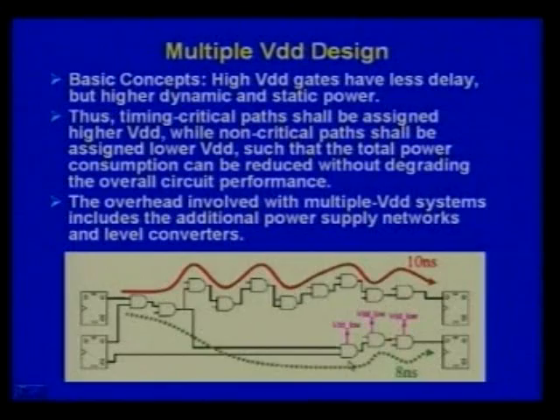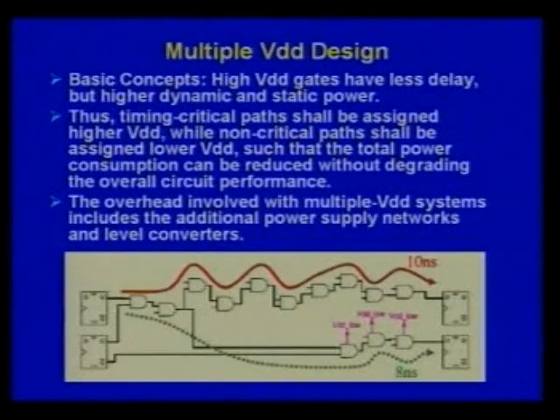So you can do a kind of clustering. You can cluster gates which are on the critical path and apply high supply voltage because they should be fast. And you apply lower supply voltage to gates on the non-critical path, because you can afford to increase their delay by lowering their supply voltage, and as a consequence overall power dissipation will be lower.